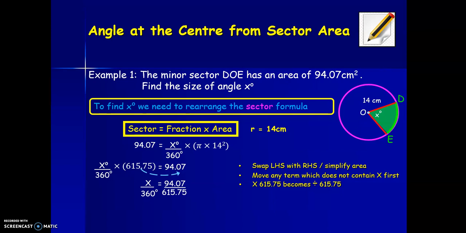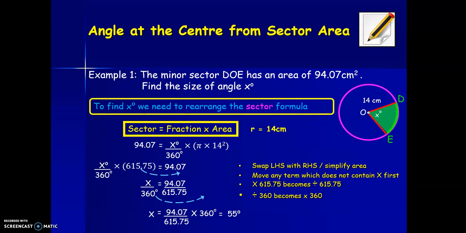So the result is x divided by 360 equals 94.07 divided by 615.75. Our last and final step is to get the x on its own, so we need to move the divide by 360 over to the other side of the equal sign. When we do this, it becomes times by 360. So we're left with x equals 94.07 divided by 615.75 times by 360, and we end up with a final angle of 55 degrees to the nearest whole degree.